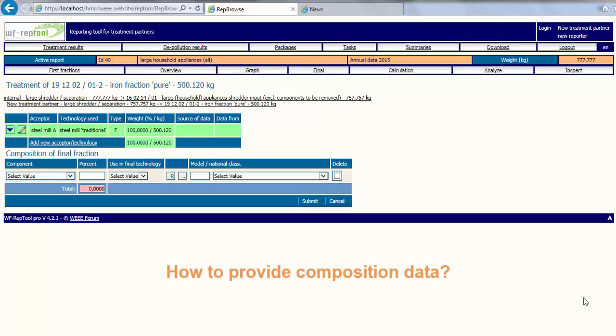How to provide composition data. We use now the simple example of a pure iron fraction from shredding after handpicking of copper residues, being ready to be forwarded to a steel mill. For providing composition data, you will get a choice of the following components.